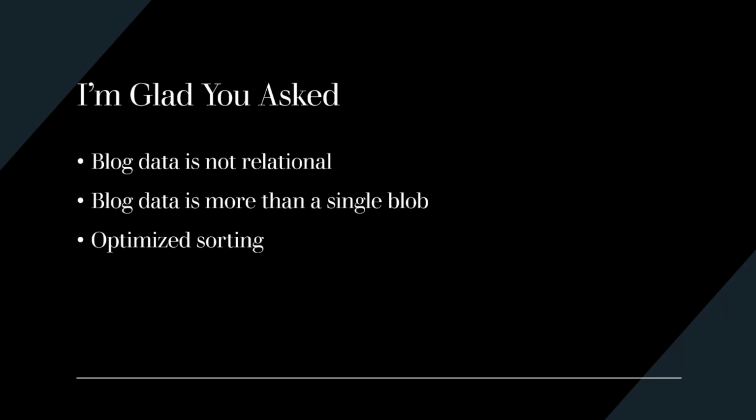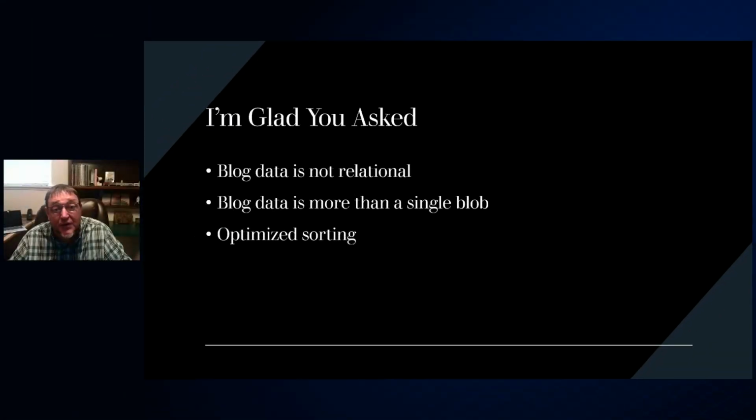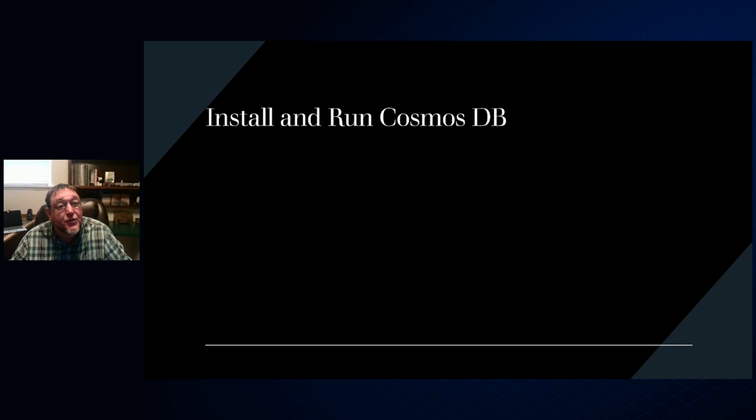Cosmos DB gives us optimized sorting, so we can sort on dates and present things with efficiency. It also is very optimized at returning subsets of our data, so that when we want to do a preview, like for a list of blogs and maybe a fragment, we don't have to pull the whole blog all the time just to give a list. And so we'll see that in the code today.